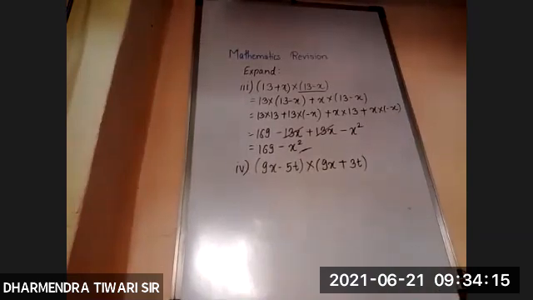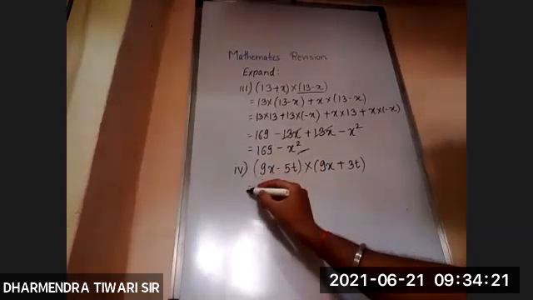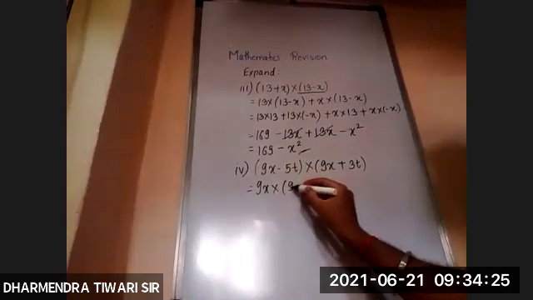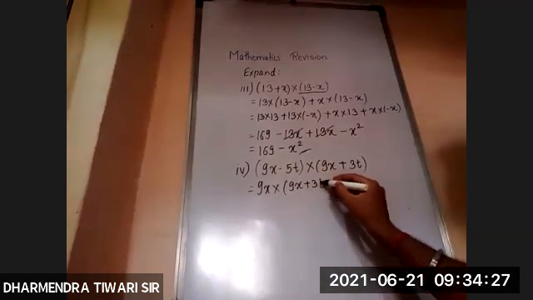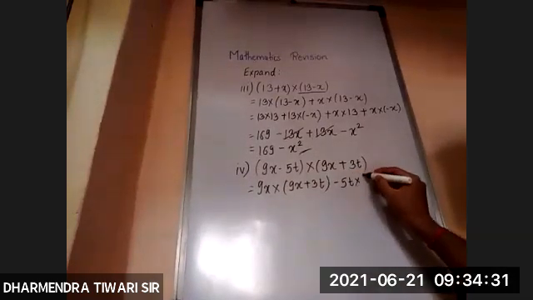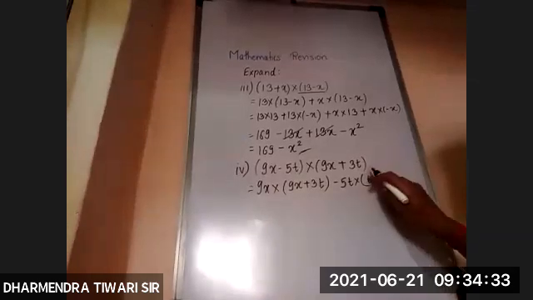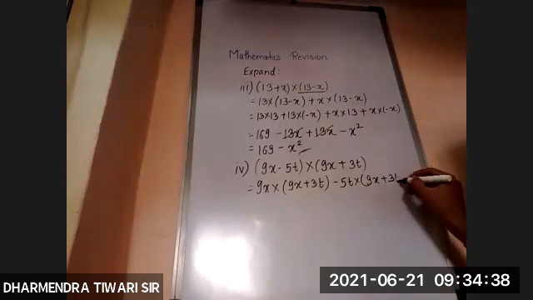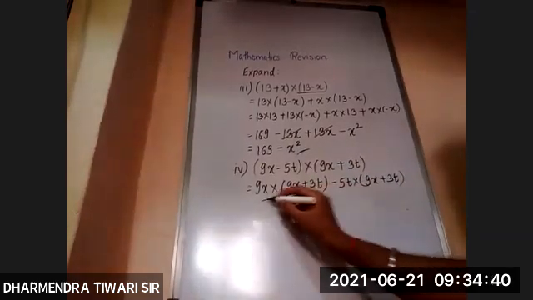So what you need to do, just apply the rules that we are doing. Take the first term, that is 9x, multiplied to the second bracket, 9x plus 3t. Now take the second term, minus 5t, multiplied to the second bracket, 9x plus 3t. Just go through, very simple.